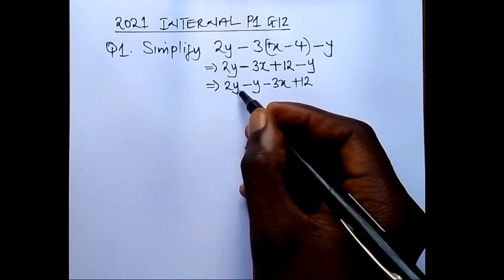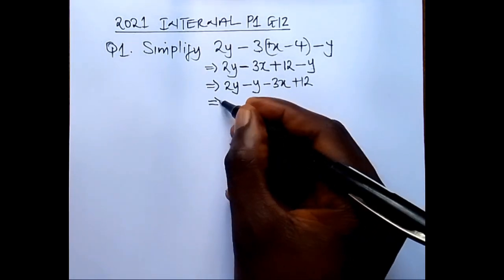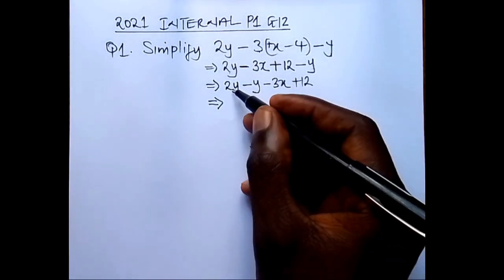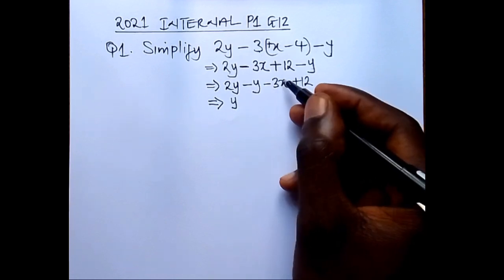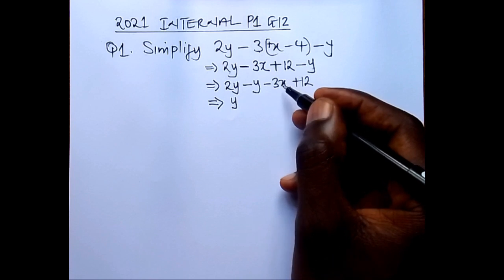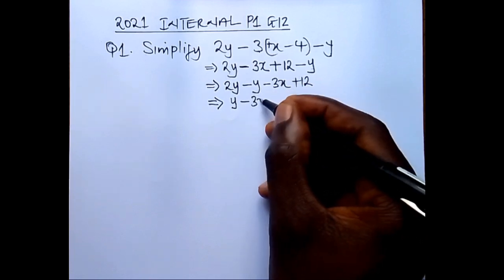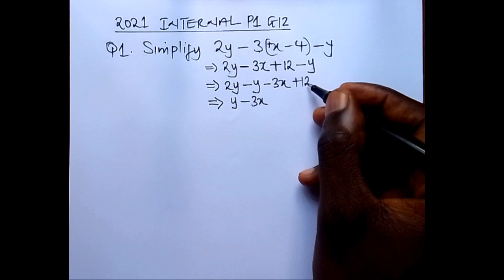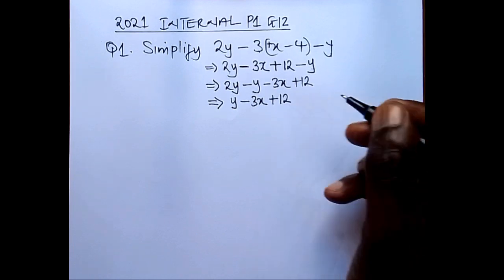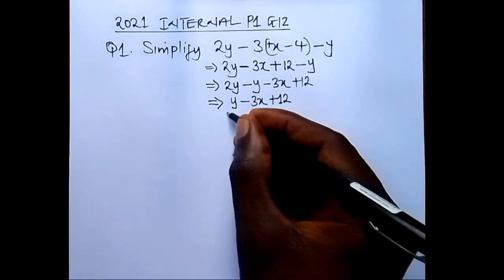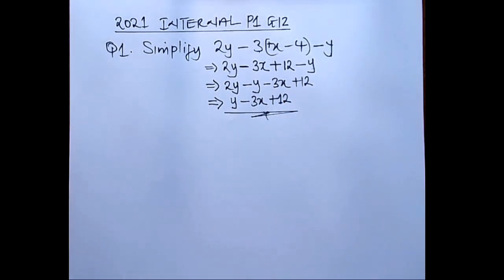Then we subtract 2y minus y. Like terms can add or subtract. So 2y minus y gives y. Then there's no term that is adding or subtracting with the negative 3x, so we maintain negative 3x. And for the constant 12, there's no other constant, so we just leave 12 the way it is. And this is our answer for the first question: simplify 2y minus 3 open bracket x minus 4 close bracket minus y.